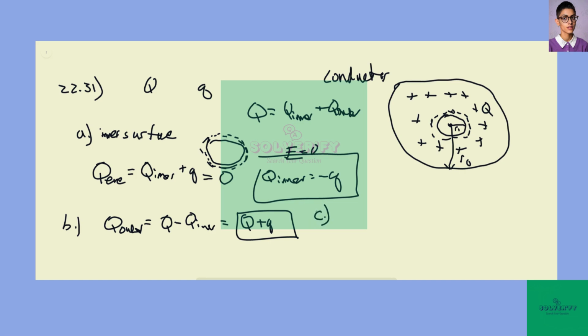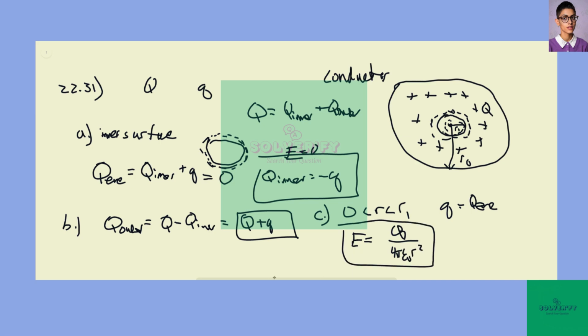Part C wants us to determine the electric field for r less than R1 and greater than 0. If we draw a Gaussian surface here, we can see that it only encloses the little charge q. So this is our Q enclosed, and that means our electric field is given by a normal Gaussian surface with that as the enclosed charge: q over 4 pi epsilon naught r squared.